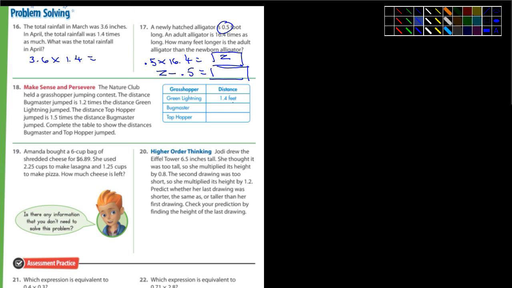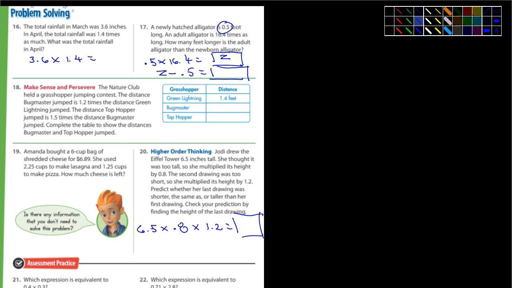18, I want you to fill these two out right here. And then 19, you can do. This one, 20, was kind of confusing, but let me set it up for you. It's going to be 6.5 times 0.8 times 1.2 equals, and then you'll have your answer.